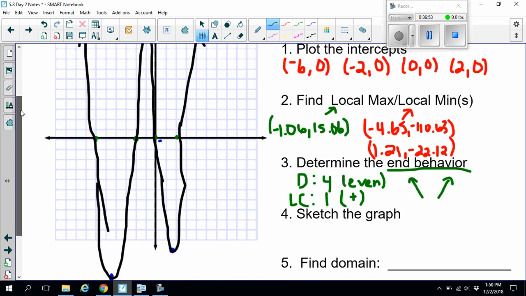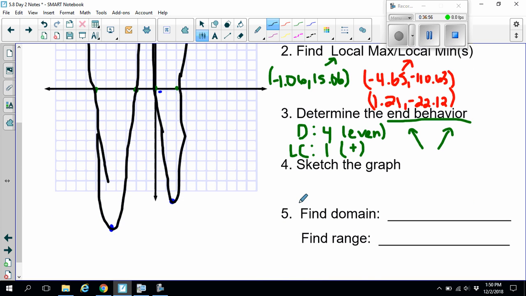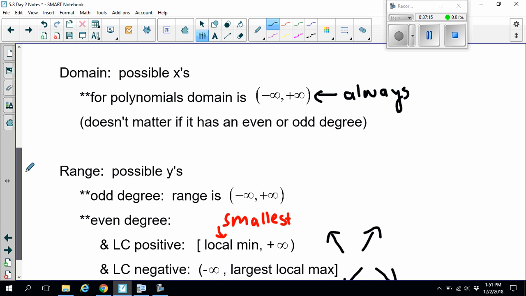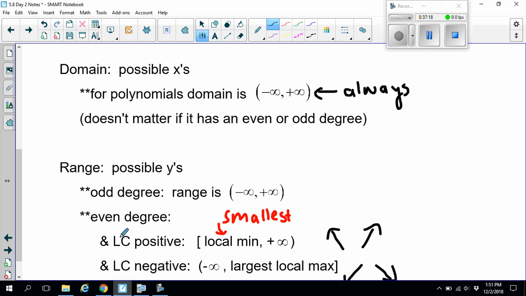Our last thing we need to do is find the domain and range. So domain, remember, for every single polynomial function is from negative infinity to positive infinity, and we always use parentheses around that. But remember 2 slides ago when we talked about range, for even degree functions, your range is going to be a little bit different. If we have a leading coefficient that's positive, then we go from the smallest local minimum to positive infinity. Or if our LC is negative, then we go from negative infinity to the largest local max.